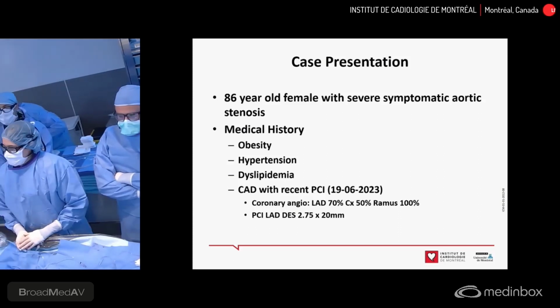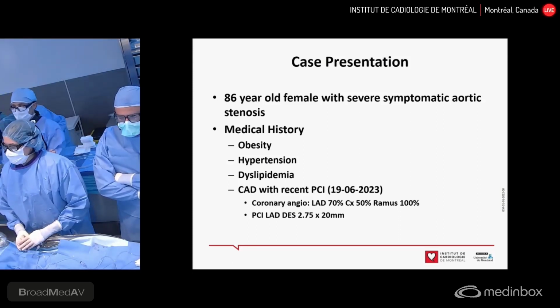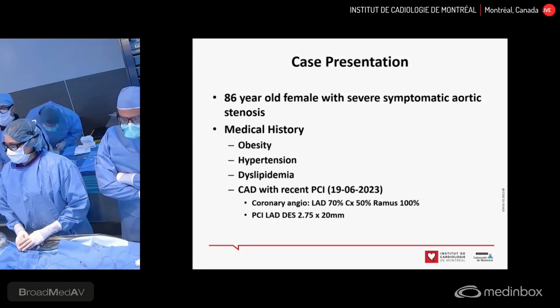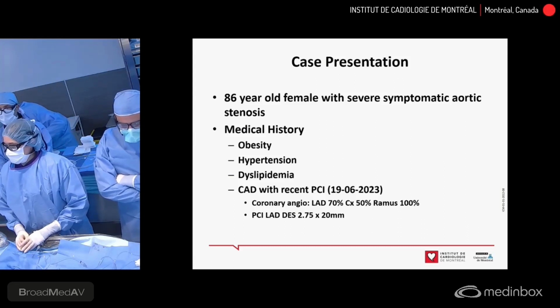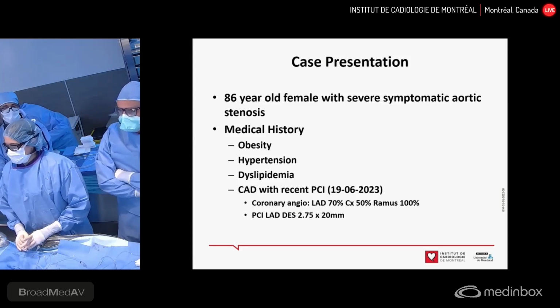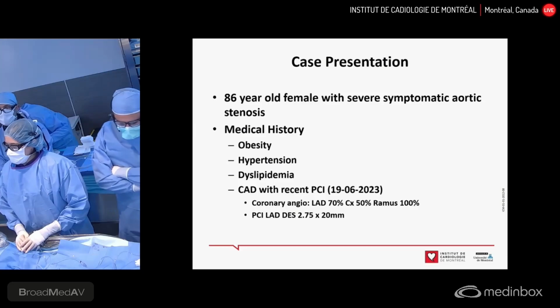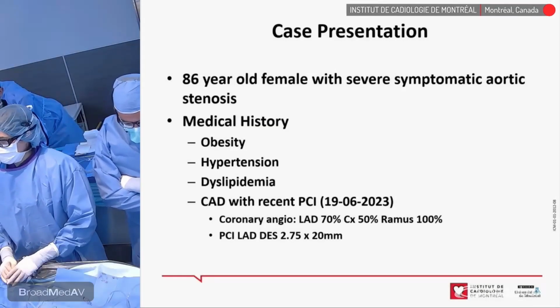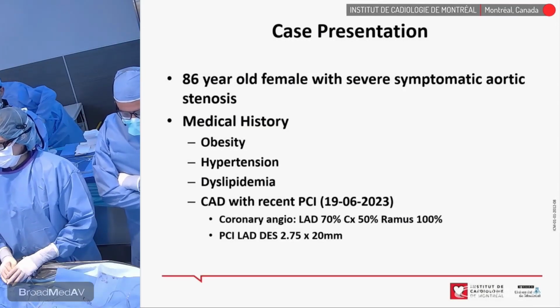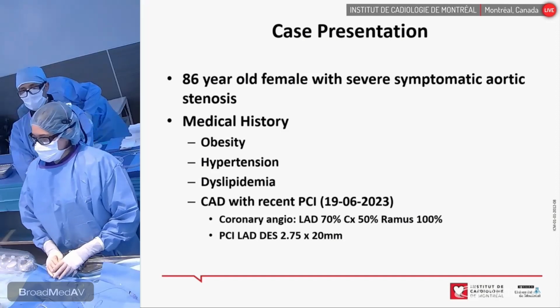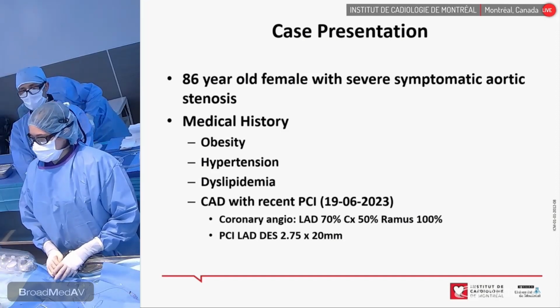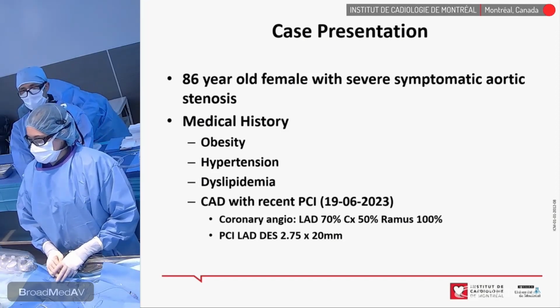So this is an 86-year-old female, severe symptomatic aortic stenosis. She's got a medical history of obesity, hypertension, dyslipidemia. She also has coronary artery disease, and we'll show you her images shortly. She had a recent angioplasty of the LAD on the 19th of June. At the time, she was found to have a ramus that was occluded, a 50% lesion in the circumflex. So she had PCI with a drug-eluting stent in the LAD. Next slide.